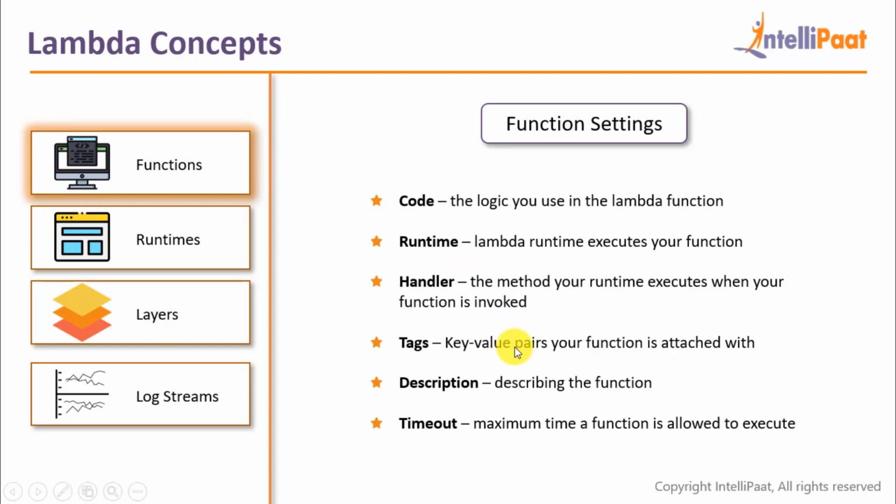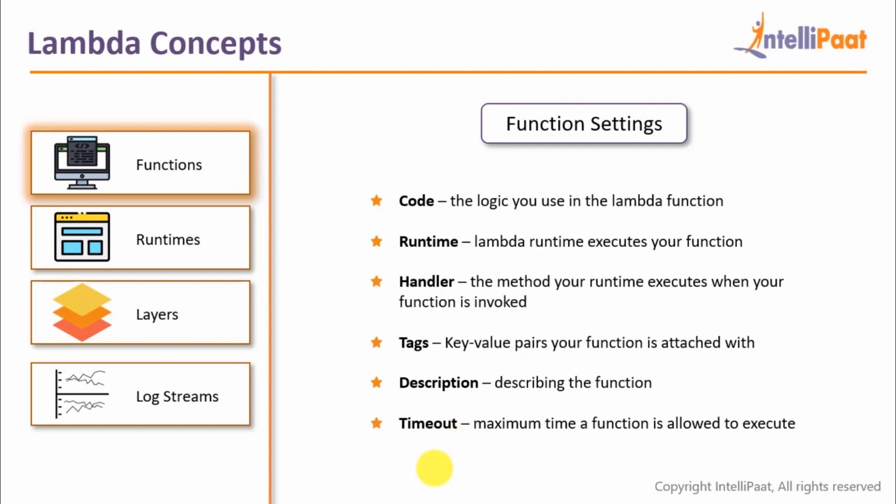And then tags. Tags are key-value pairs which you can mention for any AWS service just to track their cost or track their metrics. And then description. Description is describing a function, which you can give while creating a function in Lambda. And then timeout. You have to set the timeout between 3 seconds and 900 seconds, because that is the timeout period for a function, which I have already discussed in this session.